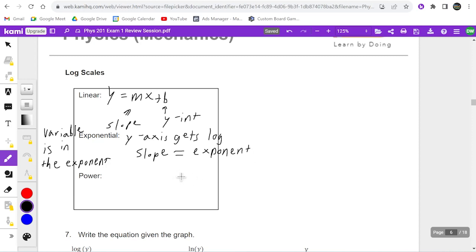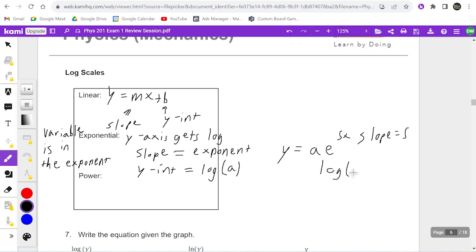And the y-intercept is going to be the natural log, or the log of your number. Log of a constant a. What's a? Let me give you an example. If I have a function y equals a times e to the 5x, this is exponential, and the slope is 5. And the log of a, whatever that number is, could be 5, 10, whatever, is the y-intercept. Any questions there?